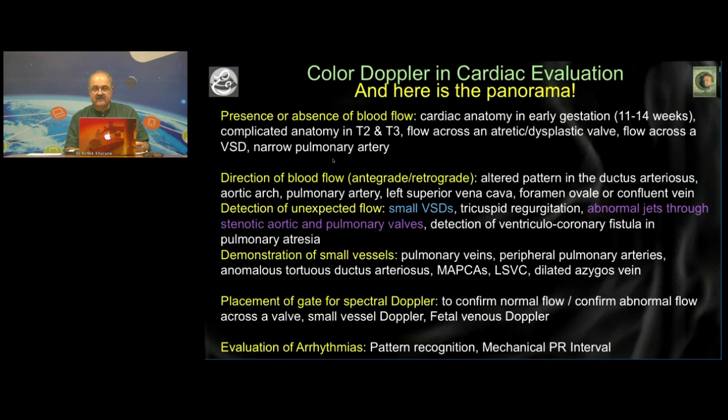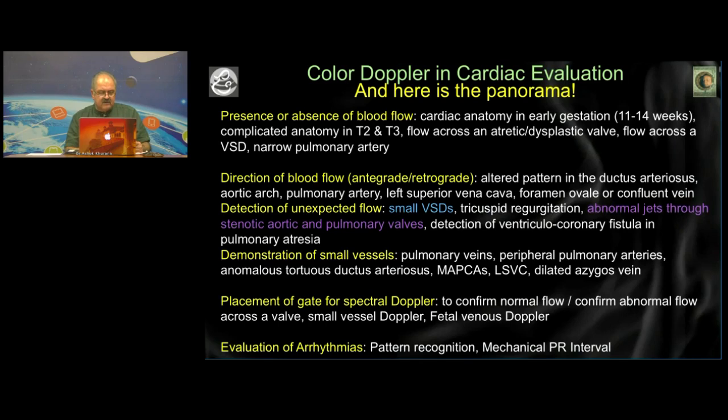And then in the three vessel view, you will find most of your answers. It will also help you to understand abnormal jets across stenotic valves, like bicuspid regurgitation, the detection of ventriculo-coronary fistulas, and also for the ones that we find in coronary atresia. Also some very small vessels, like the azygos and LSVC, may not be very easy to see. We might have a tortuous ductus arteriosus. You like to see these, then you say, okay, this is where I will use this.